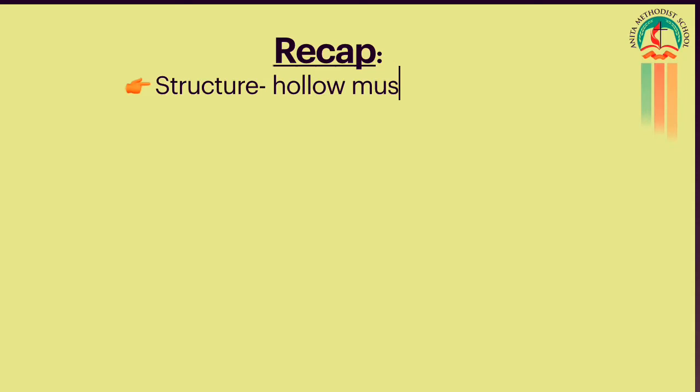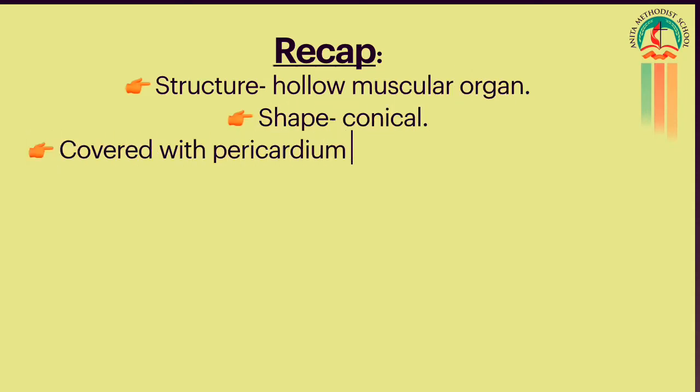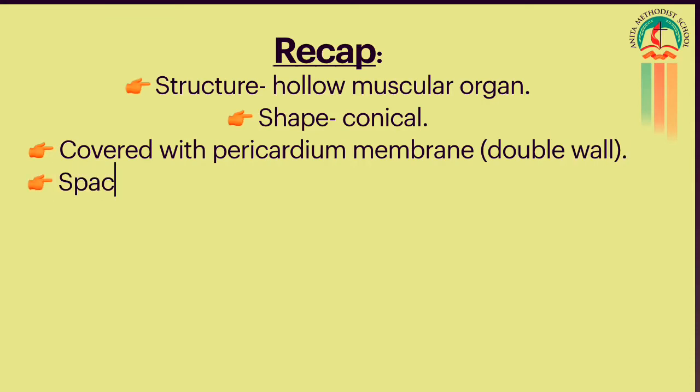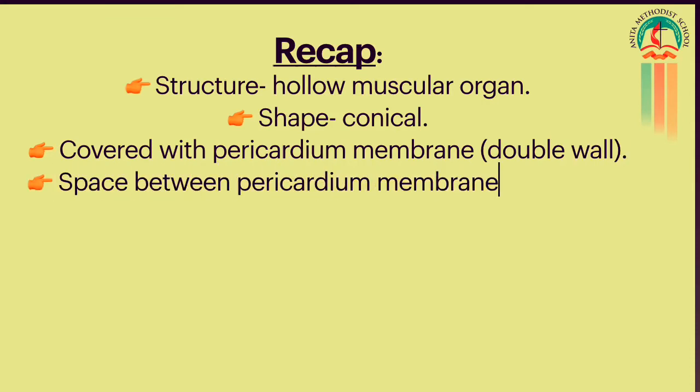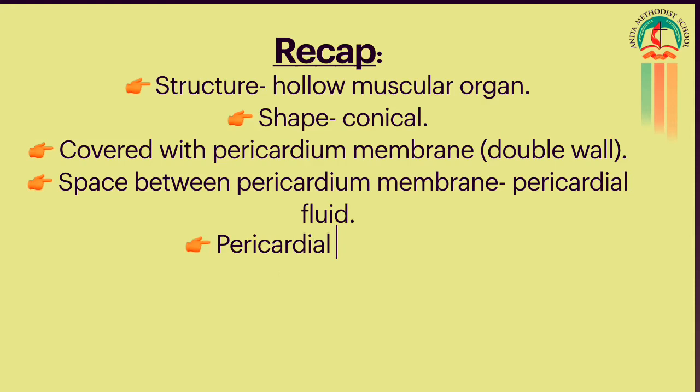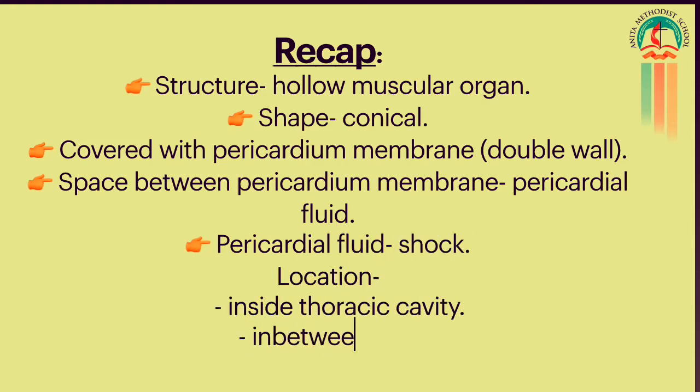Now let's rewind what we learned right now. The structure of the heart is a hollow muscular organ. The shape is conical. It is covered with a pericardial membrane with a double wall. The space between the pericardial membrane is pericardial fluid. Pericardial fluid protects from shock and the location is inside the thoracic cavity.